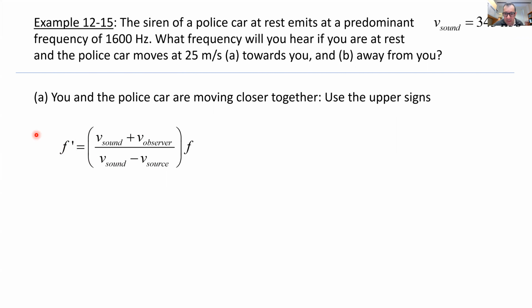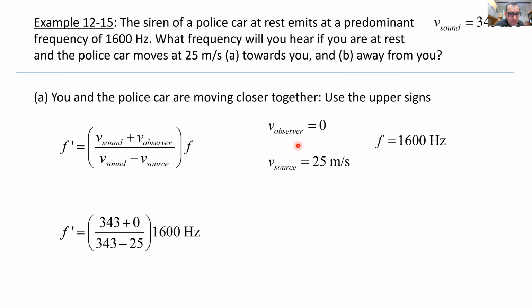So what are the things that we have in here? Well, the observer is at rest. You are the observer and you are at rest according to the problem. So your speed is 0. The speed of the source is given as 25 meters per second. That's the car moving. And then the frequency of the siren is 1600 hertz. The other piece is the speed of sound, which we put up here. So that's it. Just plug in the numbers like this. Put that in the calculator and you get 1726 hertz.